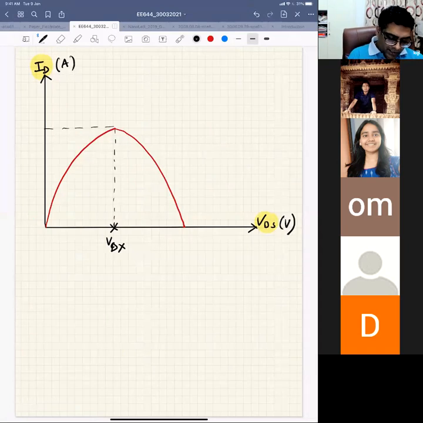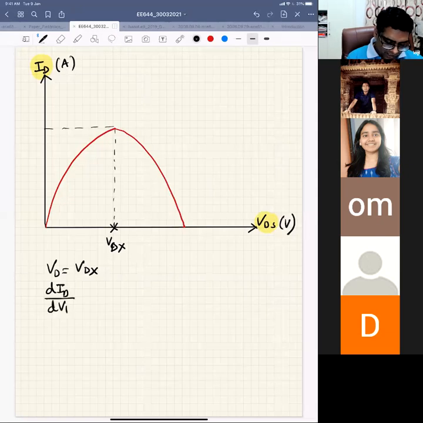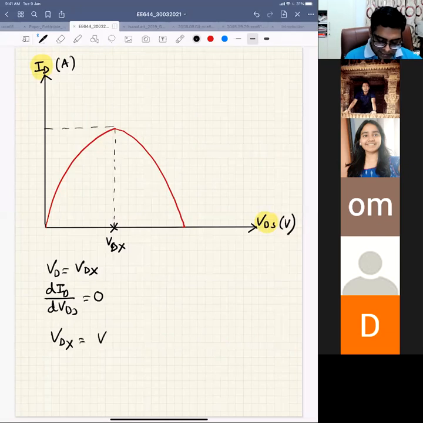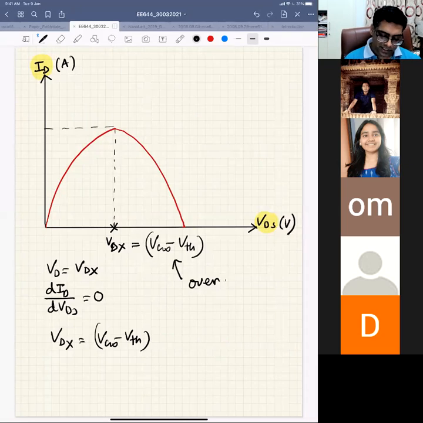This point here, VDX, you can find out because your ID is maximum. That means at VD equal to VDX, dID by dVDS will be 0. From here, you'll see that your VDX is nothing but VGS minus VTH, and many times we call it the overdrive voltage.